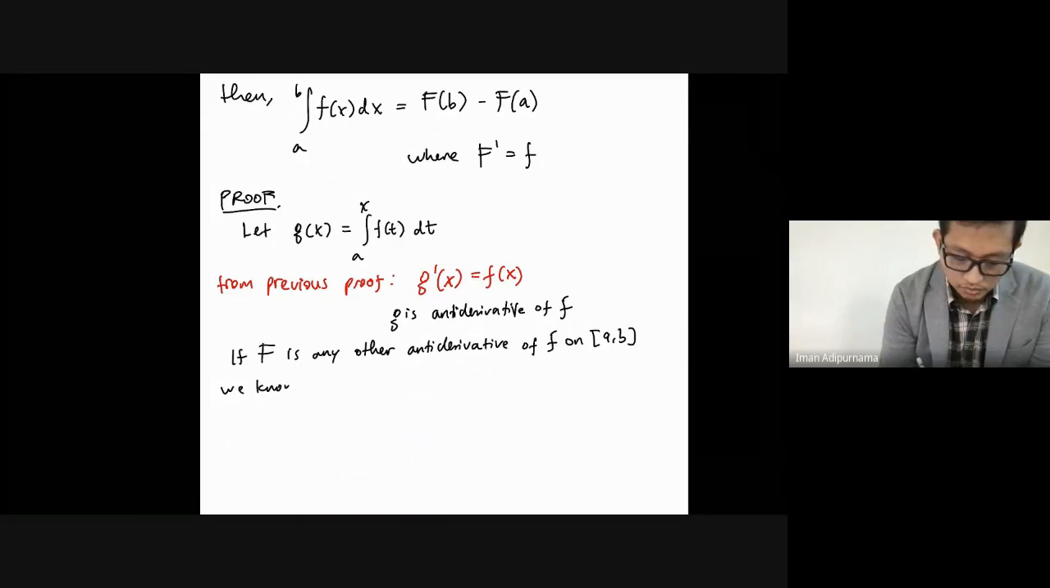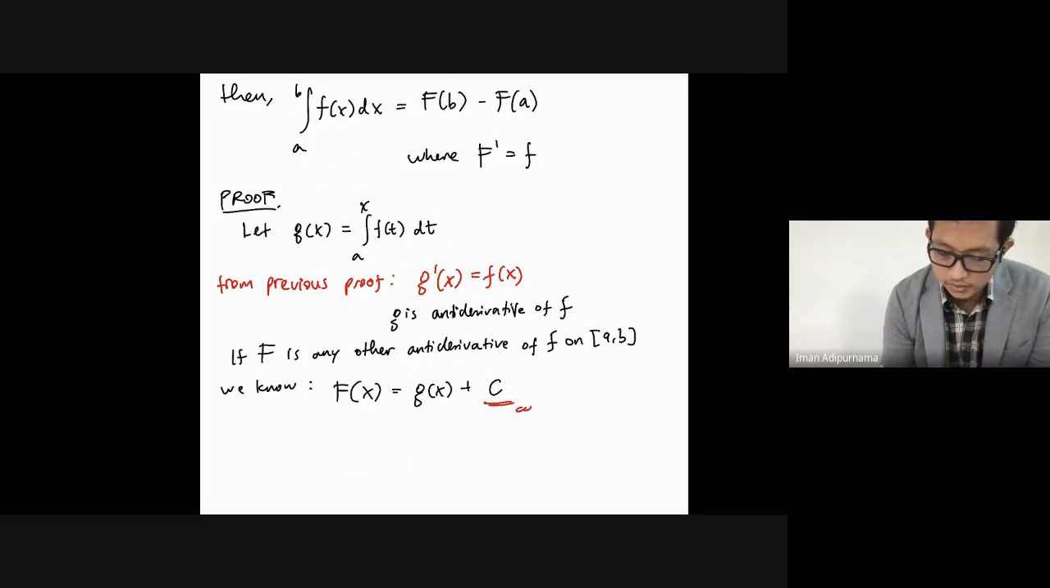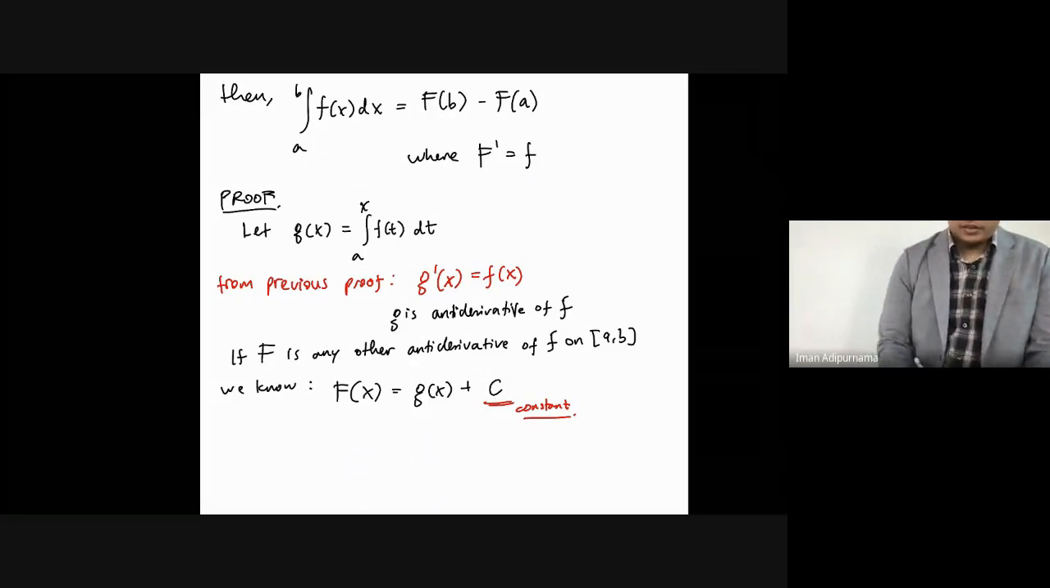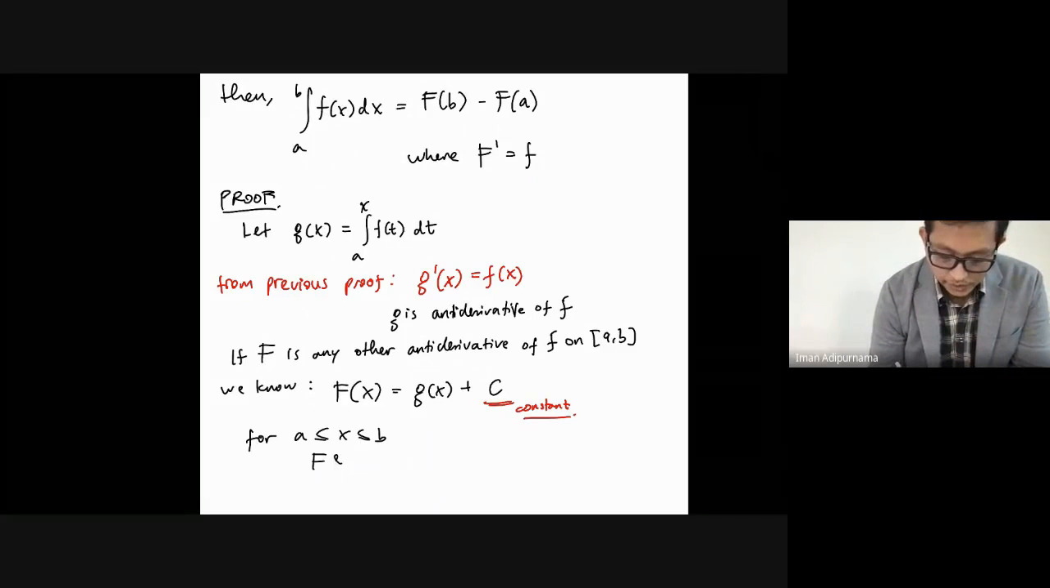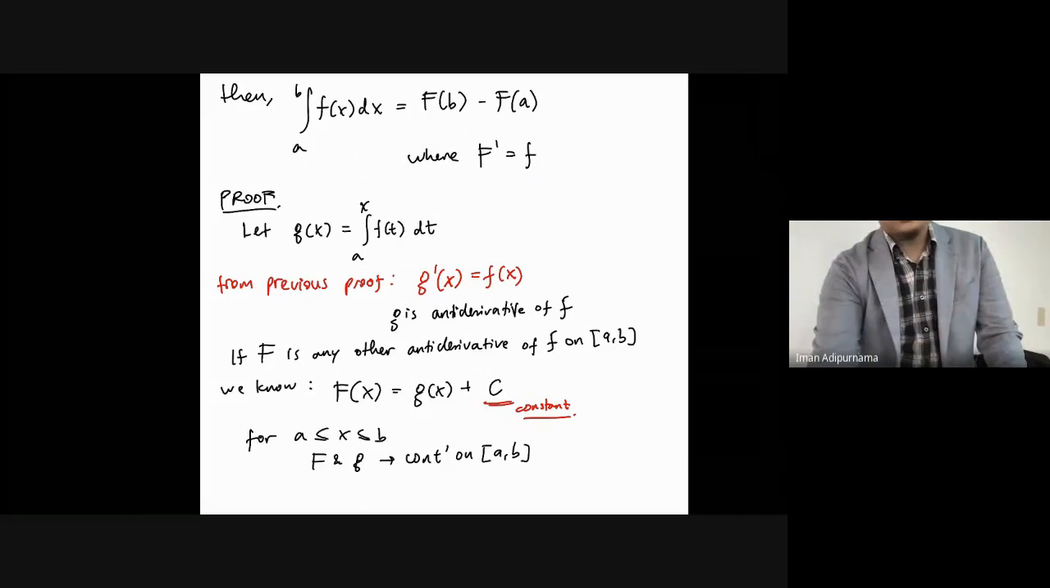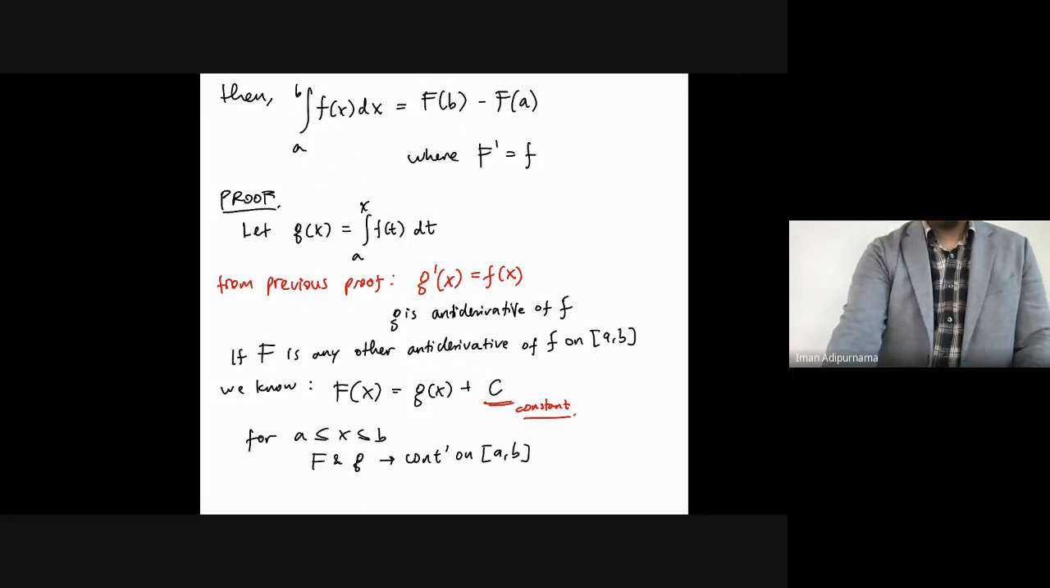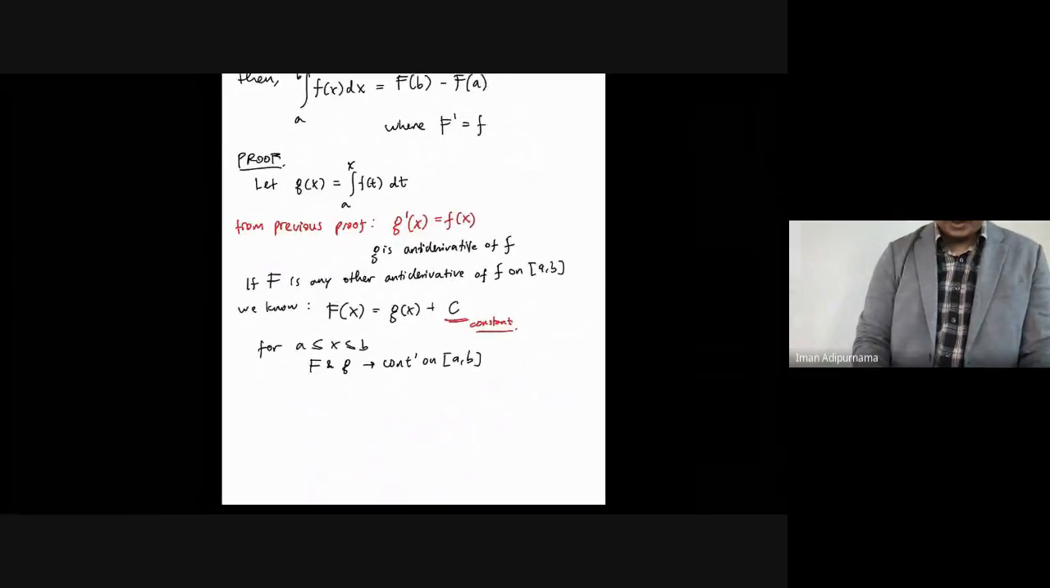So we know F(x) is G(x) plus c, where we have a constant here. For the interval a to b, F and G are both continuous on [a, b]. This is the definition.